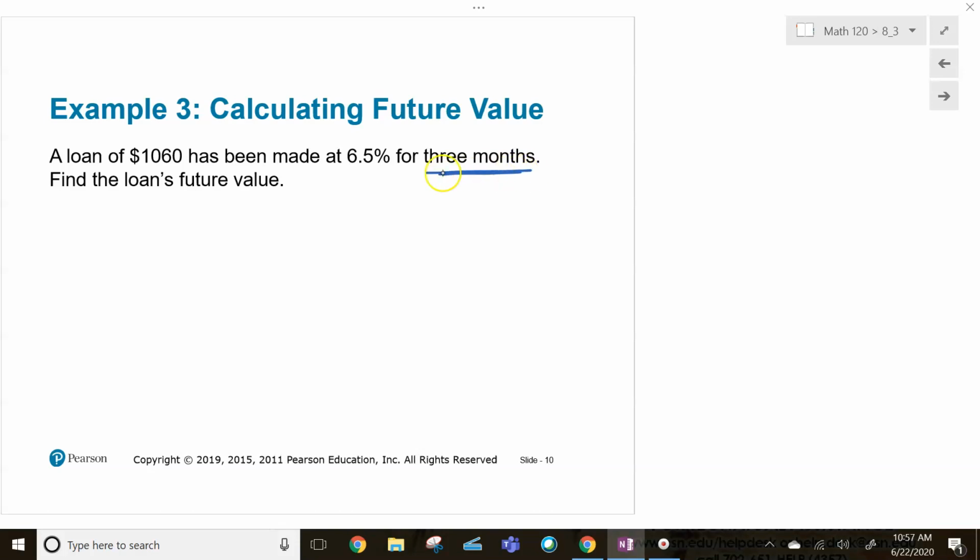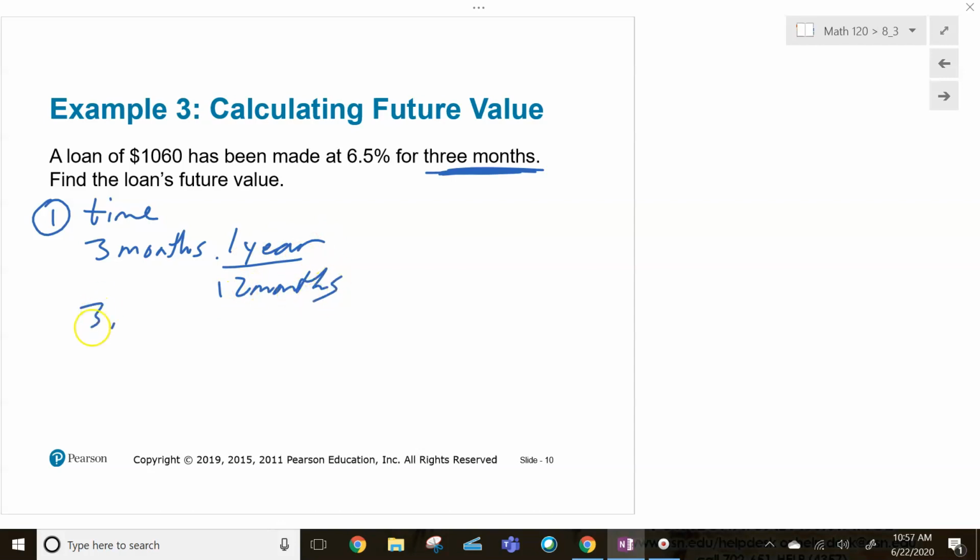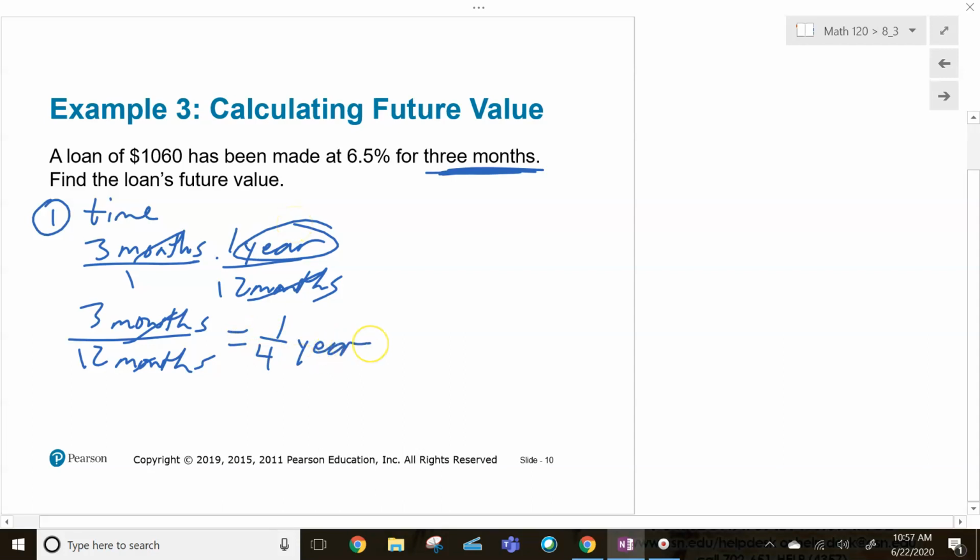First of all, this is not in years, this is in months. So let's discuss the time first. This is 3 months. Well, we know if we were to convert that to years, for every year there's 12 months. In other words, 3 months over 12 months gives us the years, right? So months cancel here and we're left with years. So we got a fourth of a year, or 0.25 of a year. Okay, so we got to use the time being 0.25. So what's the loan's future value?